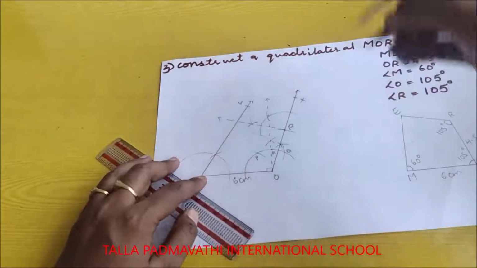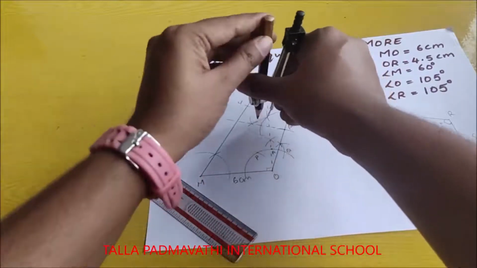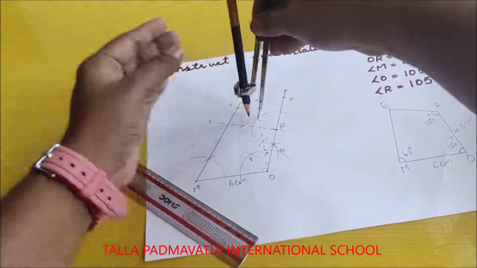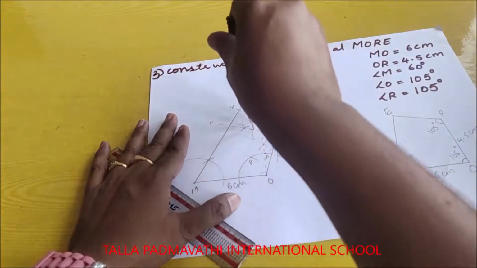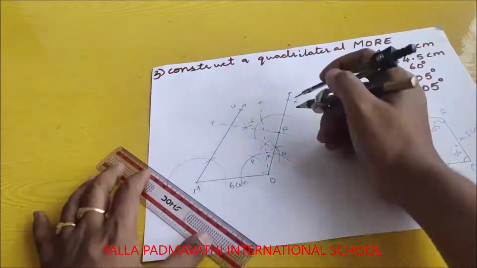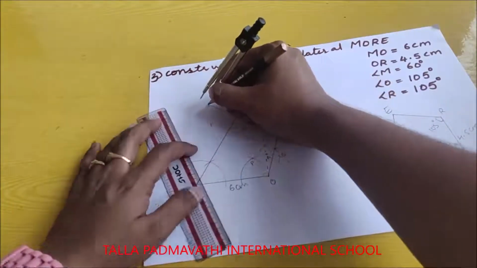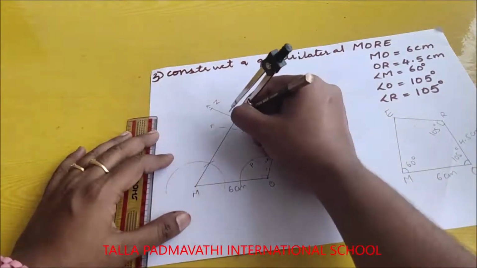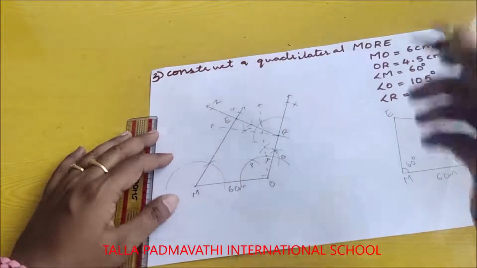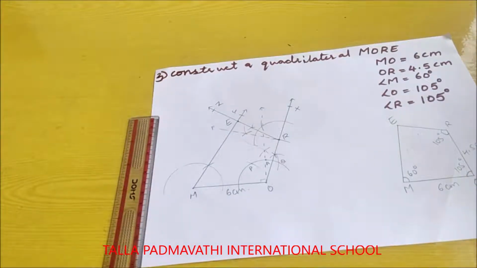Okay, but we need 105. So from here to here, it's 30. So if you bisect 30 degrees, you are going to get 15. So take more than half, and from this point and this point, you need to draw the arcs. And now you can join from R to this one. Now see here, children, this will be Z. So RZ and MY are meeting at a point. That point will be your E. So MORE is a quadrilateral when two adjacent sides and three angles are given.